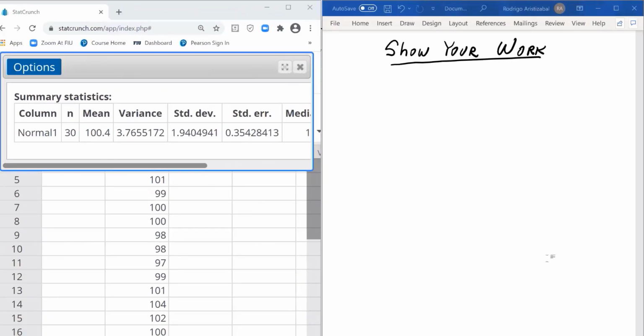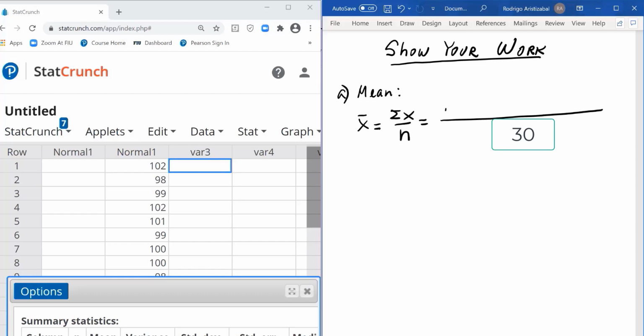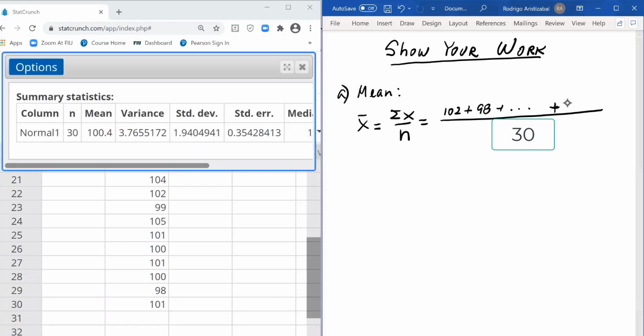Let's show your work to compute the mean of this sample. The formula for the mean, x bar, is equal to the sum of all observations divided by my sample size. Remember, my sample size was 30. My first observation was 102, my second observation was 98, and so on. The last observation was 101. The result of all of this operation is 100.4.